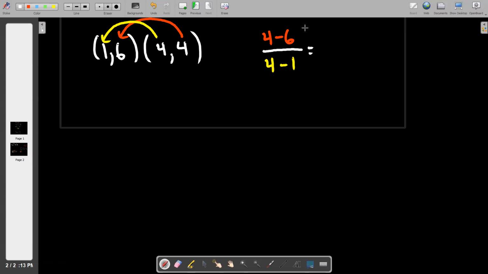What's 4 minus 6? It is negative 2. And what is 4 minus 1? It is 3. And overall, a negative divided by a positive is a negative. So that would be my slope. Next one I have for you is this.